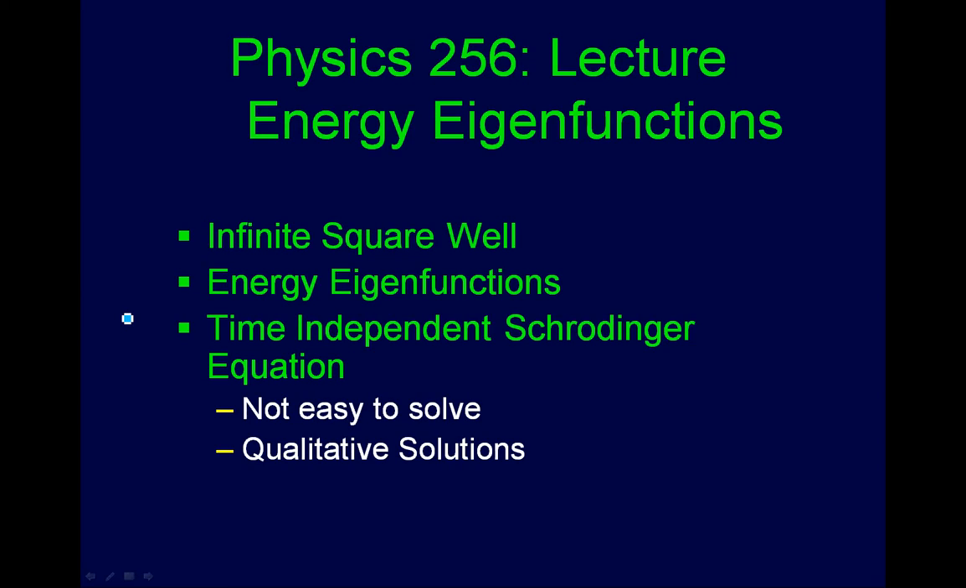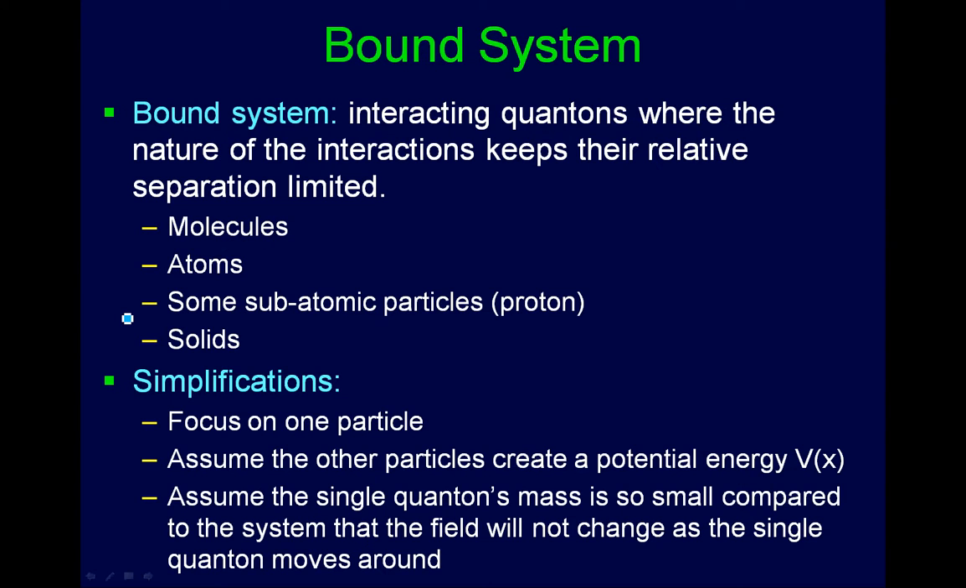Moving on into section 2.2, the infinite square well. I thought first it'd be good to back up and just talk about what we're doing overall. In quantum mechanics, one of the things we're very interested in is bound systems. These are interacting quantons where the nature of the interactions keeps their relative separation limited.